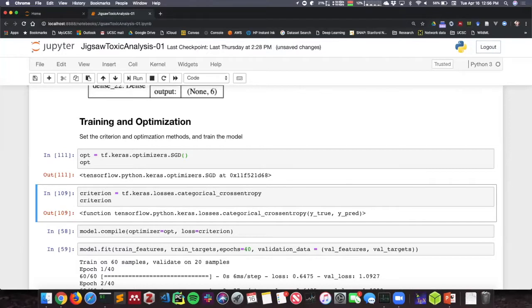RMS Prop works really well. But there's no fixed definition. I mean, I've seen cases where Ada Delta just works out to be the best. But more or less, I have had really good results with Adam.